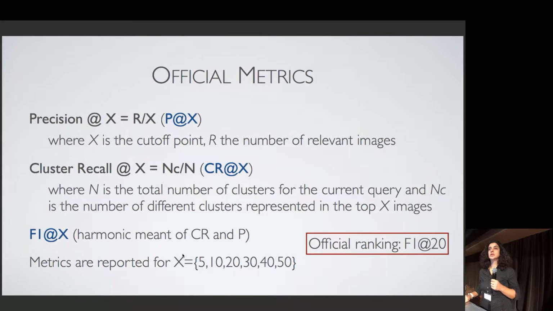The official metrics were precision and cluster recall, and the harmonic mean of the two, the F1 measure, at different cutoffs of the number of images. The precision pretty much corresponds to the relevance of the provided images. The cluster recall is actually the diversification, and F1 is the simple harmonic mean. We provided the metrics for different cutoff values, but the official ranking is based on the F1 measure at the top 20 images.